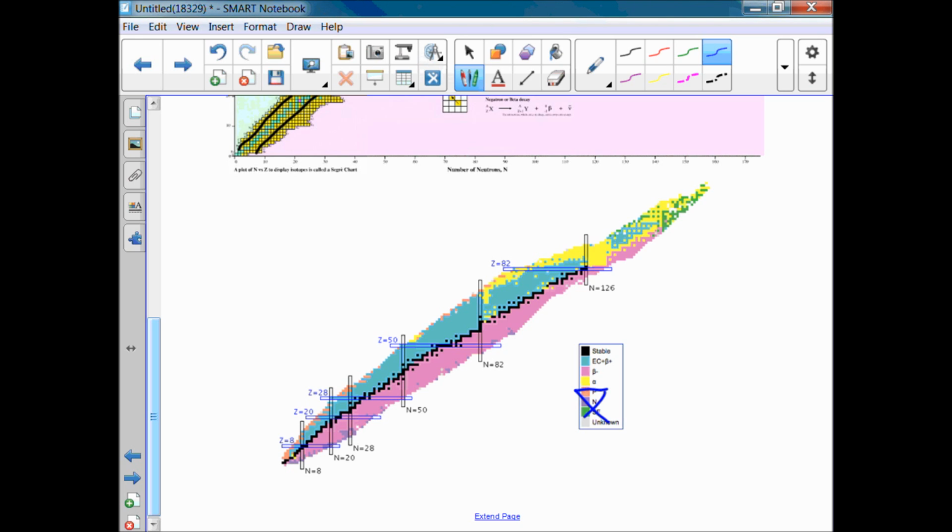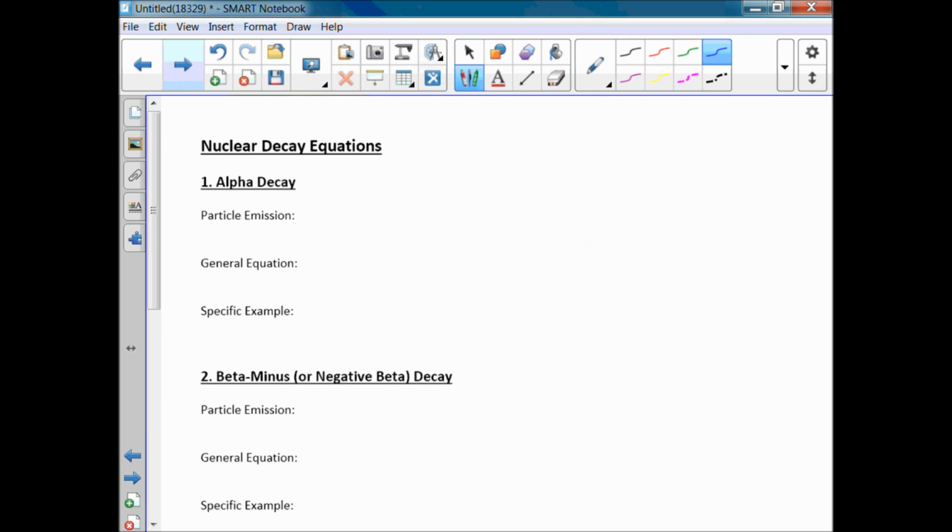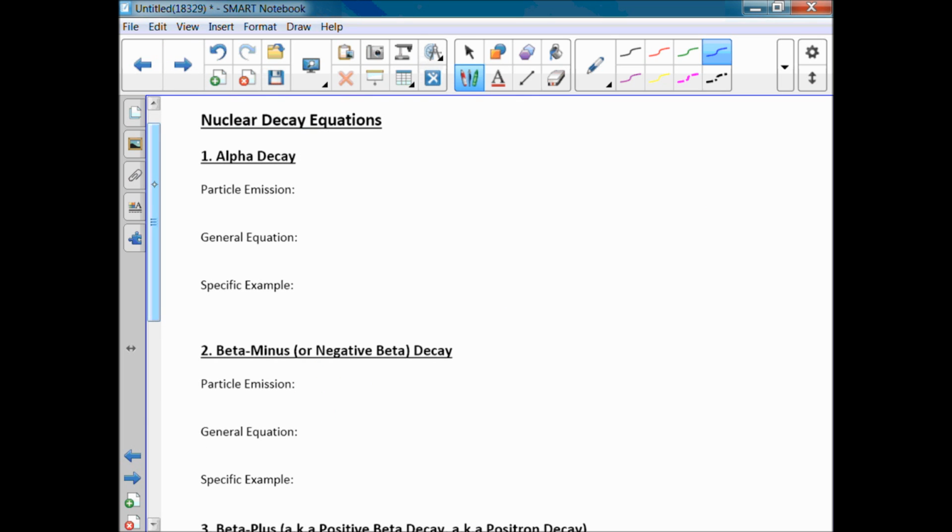Wait, what's the fifth one? Photon. Gamma. Yeah, and they don't show it. But we learned about the neutron one yesterday. Neutron emission. Yes, but that's not a type of decay. That's just a type of radiation.